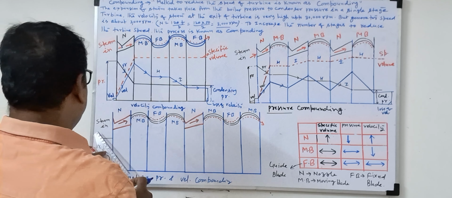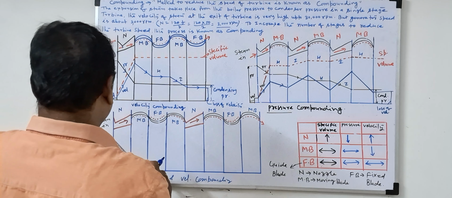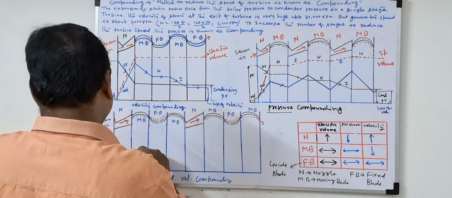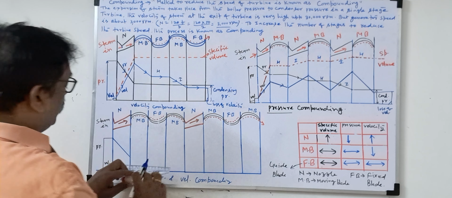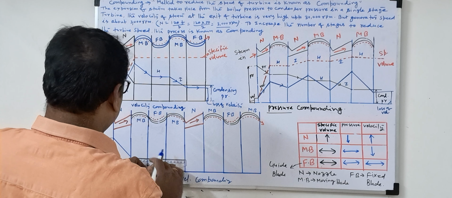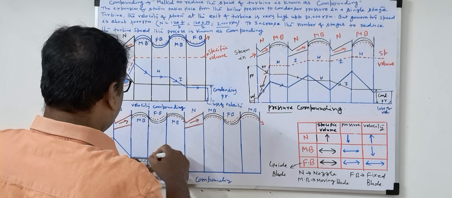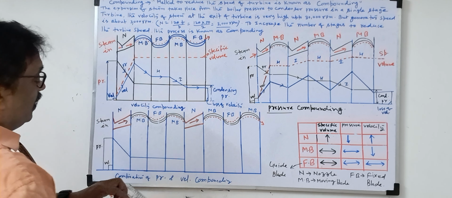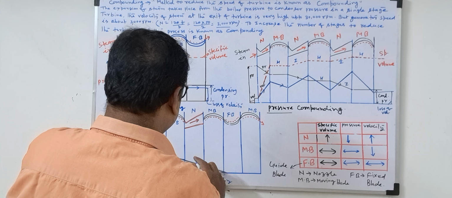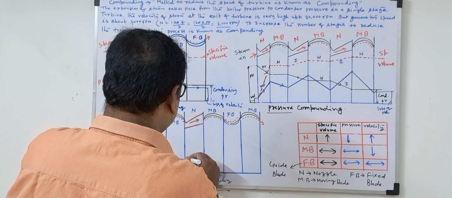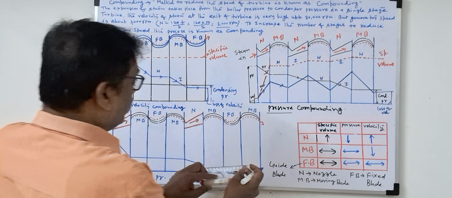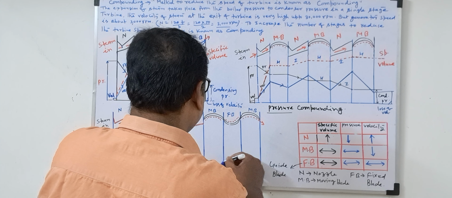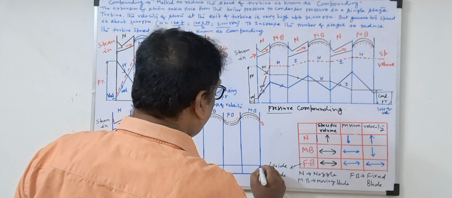So in the nozzle, what will happen? In the nozzle the pressure will decrease. Again, in the moving blade and fixed blade the pressure will remain the same. Again, in the nozzle the pressure will decrease. Again, fixed blade, moving blade, what is the pressure? The pressure will remain the same. So this is the variation of the pressure.